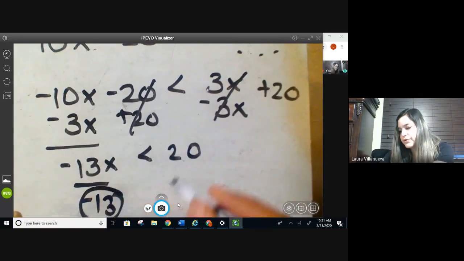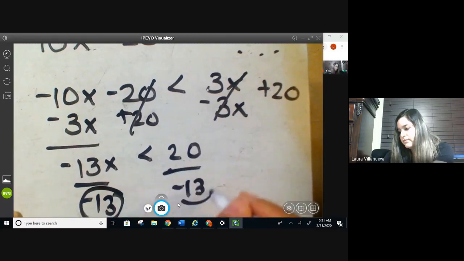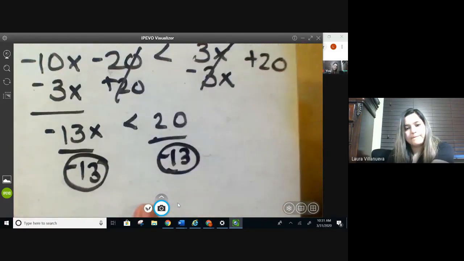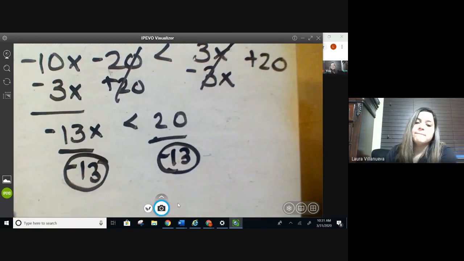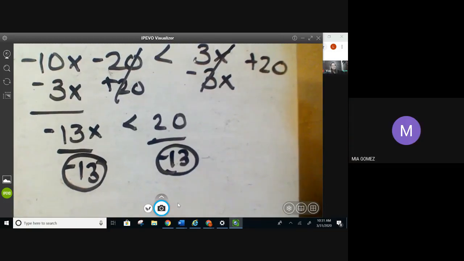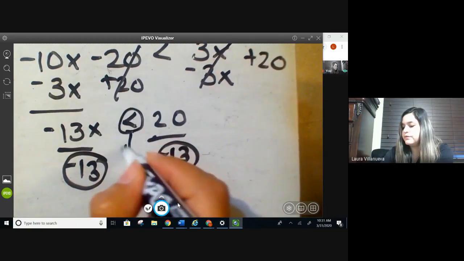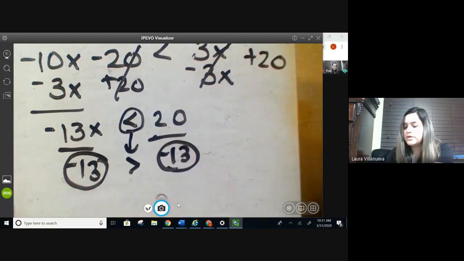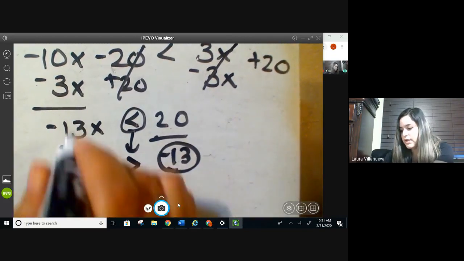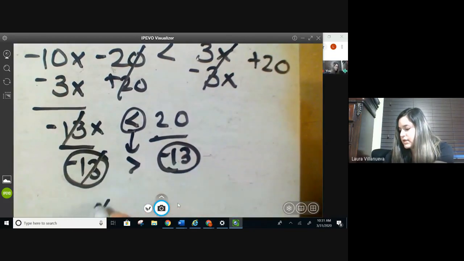And then you divide by negative 13. And what happens when you divide by a negative? You flip it again. Don't forget to flip it. Every time you multiply or divide by a negative, you have to flip it. So then cancel, cancel. So this is x greater than 20 over 13, which is negative.